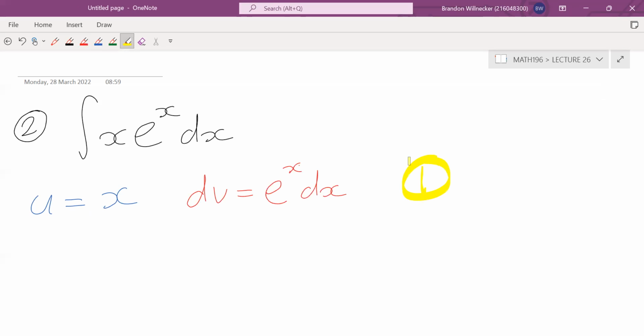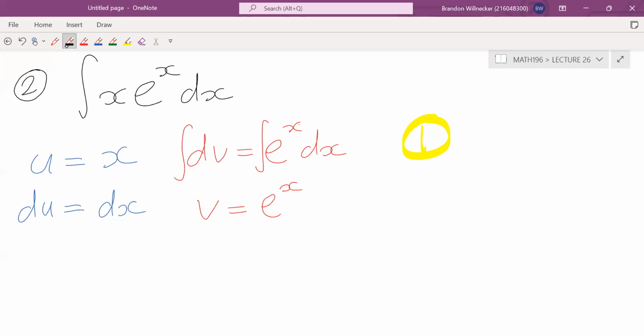Okay, so that's step 1 done. Well, not done yet. We've done our picks. So now we need to find du and v. So we need to differentiate this first. So du is going to be, the derivative of x is just going to be 1. So it's just going to be dx. Next, we need to integrate this so that we can find v. So v is going to be the integral of e to the x, but that's just e to the x.